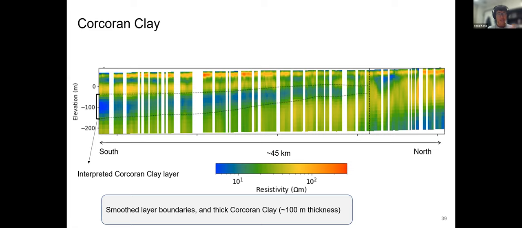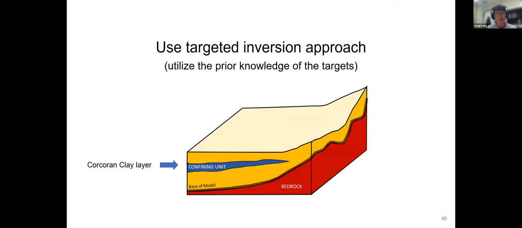And if you just provide that 200 meter thick Corcoran clay to a hydrologist or hydrogeologist in the region, they may not agree with that, because they know from some of the drilling results that the thickness of the Corcoran clay is supposed to be 10 to 20 meters. So we're way overestimating the thickness of the Corcoran clay in this case. So what do we do to overcome this challenge? That's what we developed, what we called a targeted inversion approach.